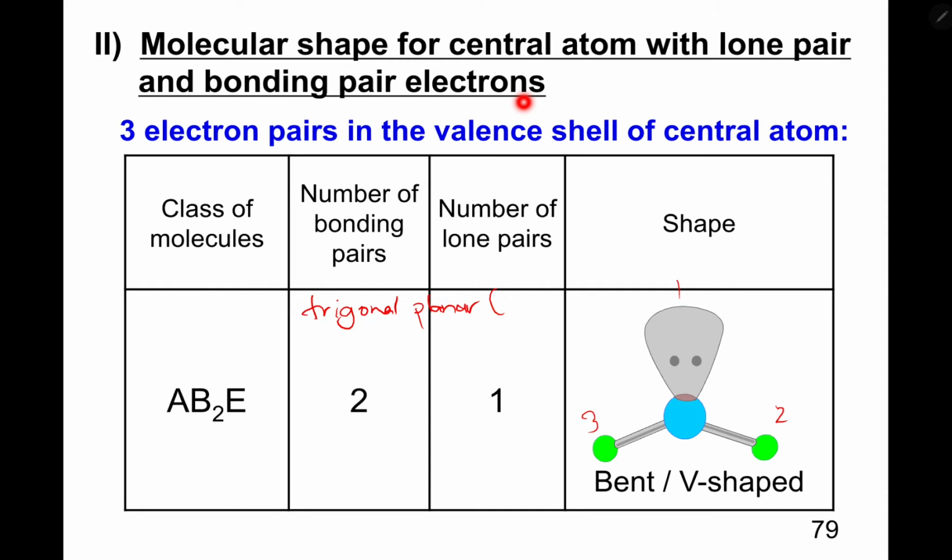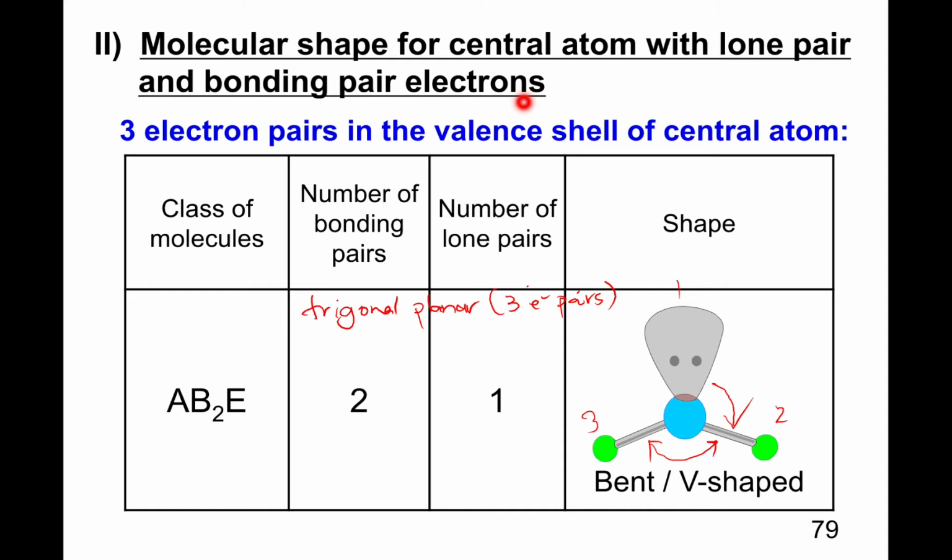Okay, based on the number of electron pairs, 3 electron pairs. Since one of the electron pairs is a lone pair, based on VSEPR theory just now, we know that lone pair repulsion towards bonding pair is greater compared to the repulsion between bonding pairs. So the molecular shape becomes bent.